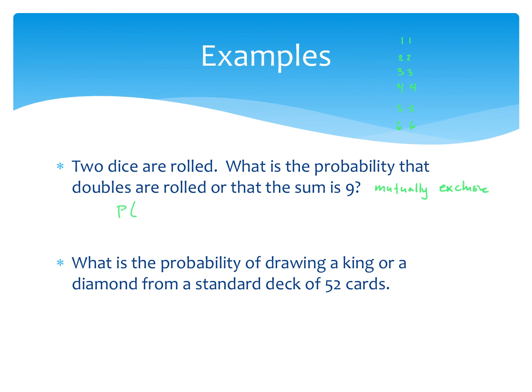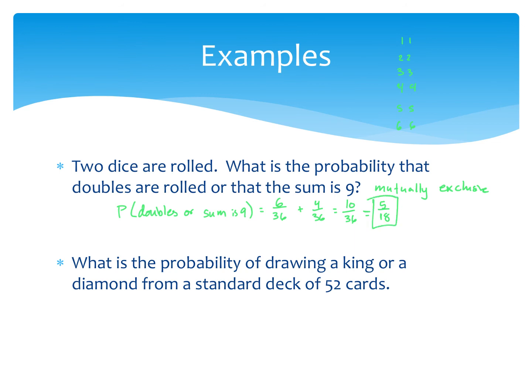So I'm going to do the probability of doubles or sum is 9, because it's either one or the other. Which means my mutually exclusive equation is just adding those probabilities together. The probability that doubles are rolled would be 6 out of 36, because there are 36 options, but there are only 6 doubles, plus 4 out of 36. Again, if you want to draw your sample space, that may help you see what's going on here, or you can just take my word for it. But your probability is 5 over 18.